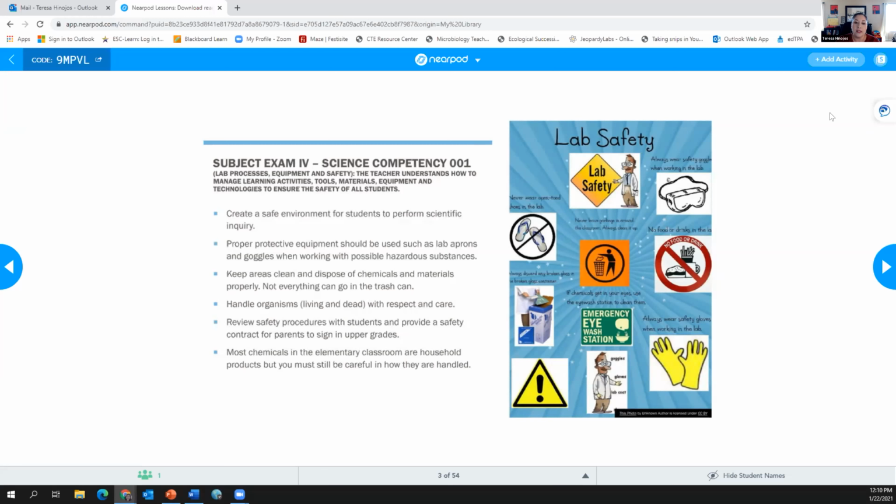You always want to review those safety procedures with students, just so they understand that when it comes to science, it's not like we're just in the regular classroom, but there are procedures that we have to follow. And in the higher grades, you may also have to provide a safety contract for parents to sign.